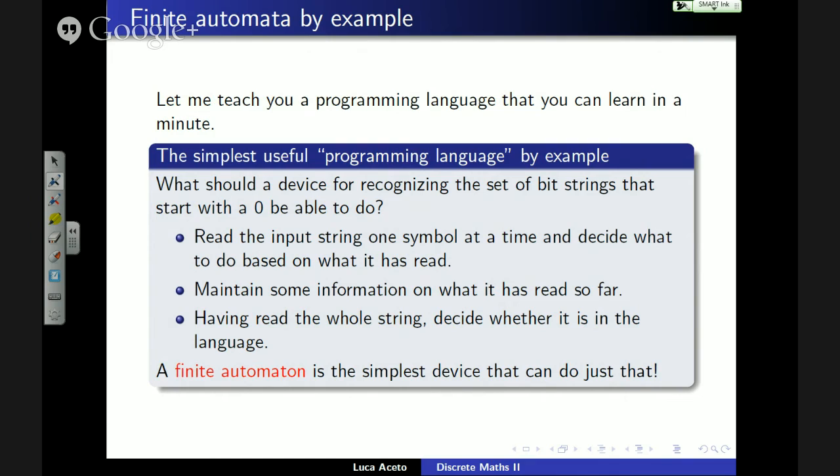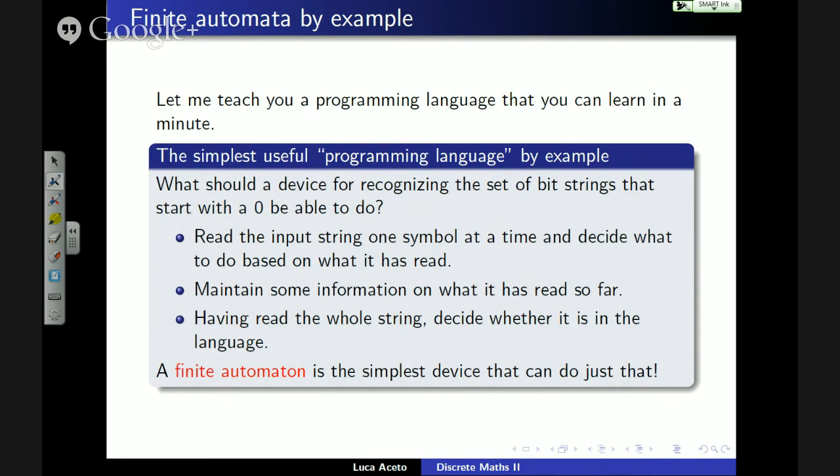Okay, this is a computational device, it's a machine, so it will have an interface. And the interface is the collection of input symbols that it's willing to process. In this case, it's bits. If it was ASCII symbols, the machine would be different. But in this case, we know we are going to feed this machine only with strings of bits that start with a 0.